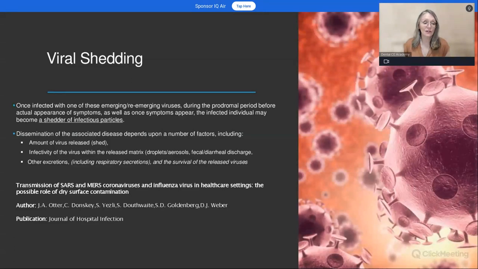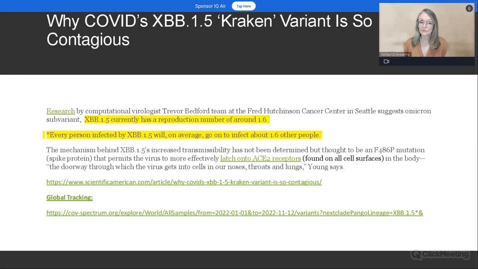All right, transmissions of SARS and MERS coronaviruses and influenza virus in healthcare settings. This study is the possible role of dry surface contamination. This was the Kraken variant when I was putting one of the updates together, and I've left this here because it's still valid to today's variants. So this was a few variants ago, but this one is still around, the XBB 1.5.